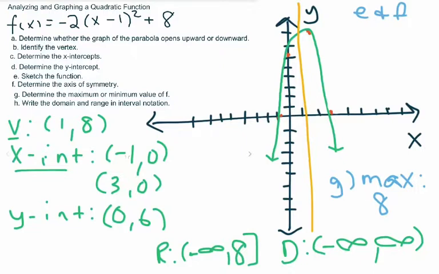So we've completed our analysis of this quadratic function and created a graph.